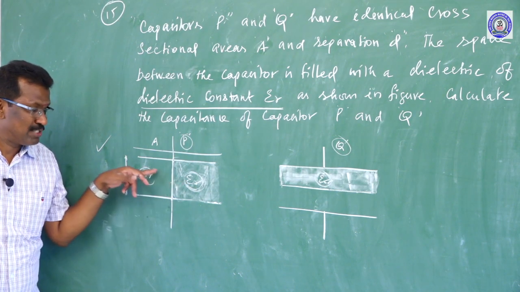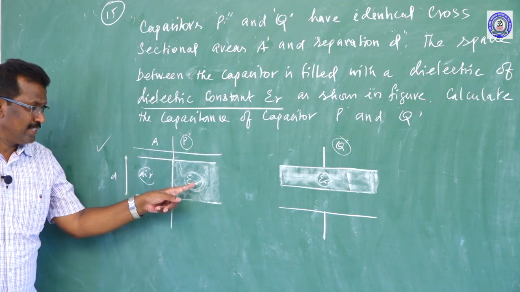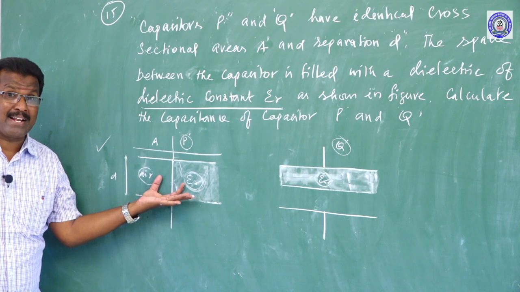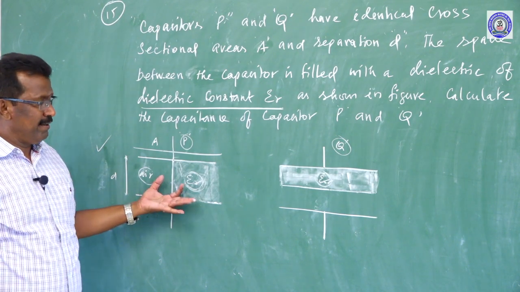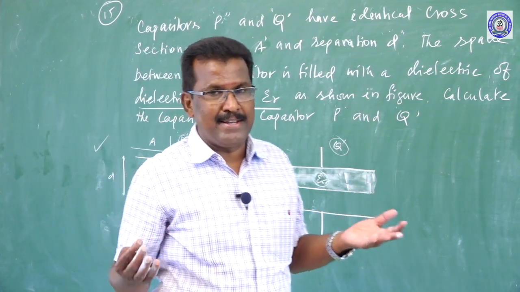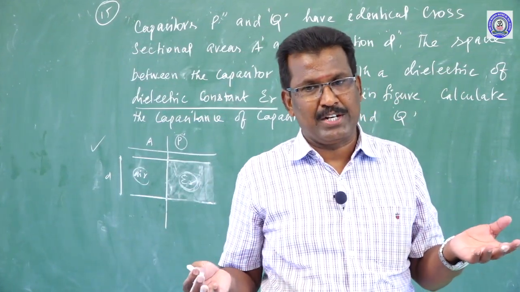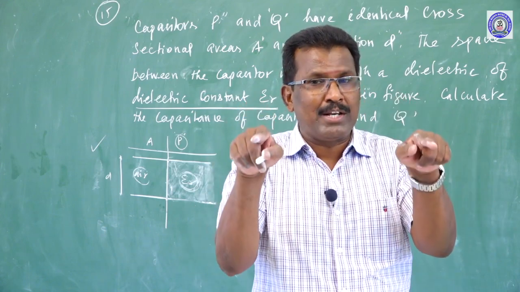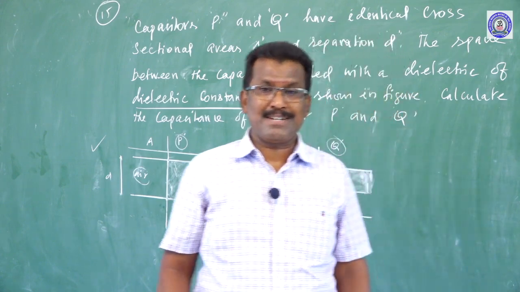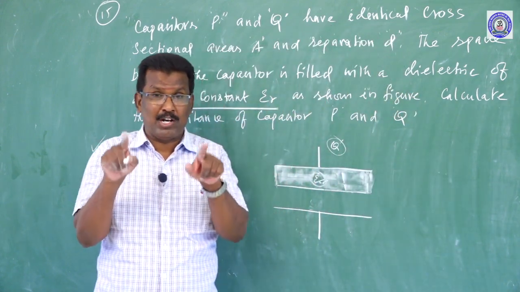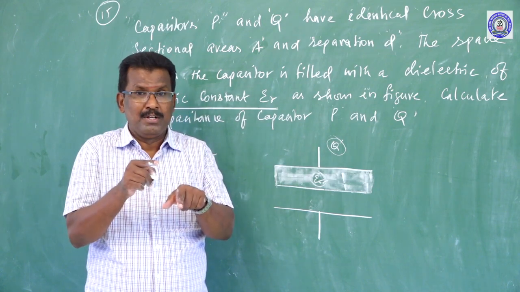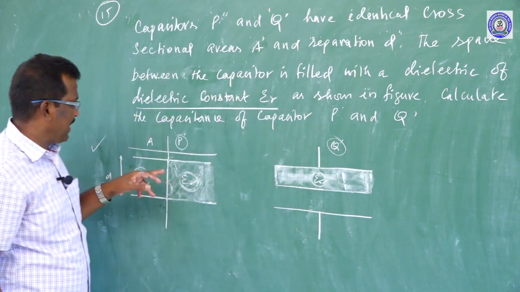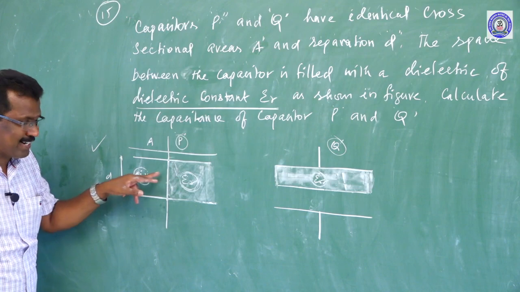Now the capacitor becomes a parallel combination. There are two capacitors, one air filled and one dielectric filled, connected in parallel. We have studied how to calculate the effective capacitance when capacitors are connected in series and parallel. When connected in parallel, the effective capacitance is the sum of the individual capacitances. If connected in series, the effective capacitance is the reciprocal of the sum of the reciprocals of individual capacitances. Here, two capacitors are connected in parallel.